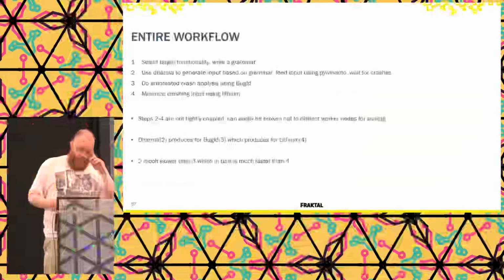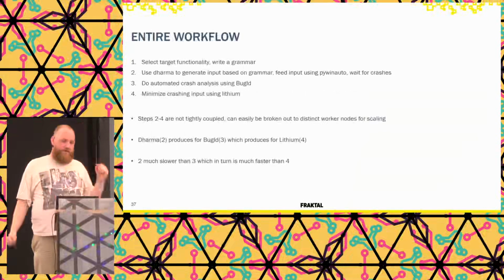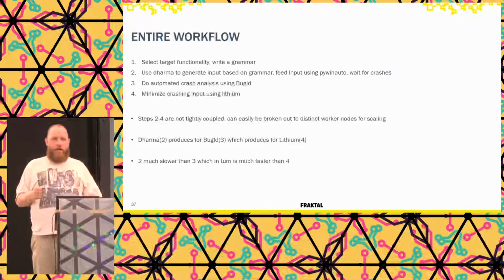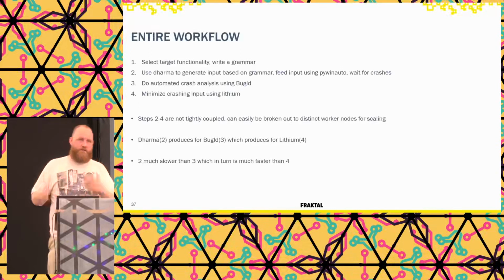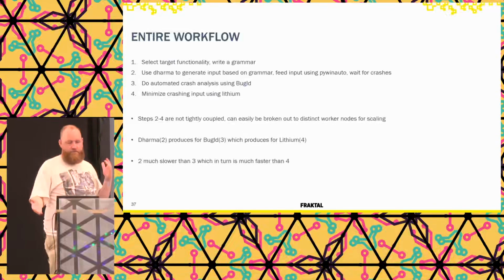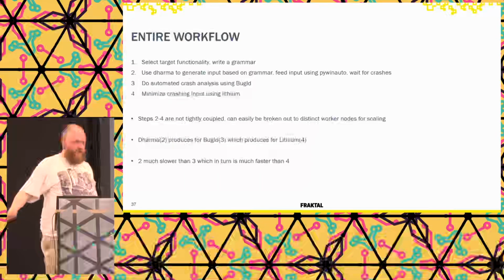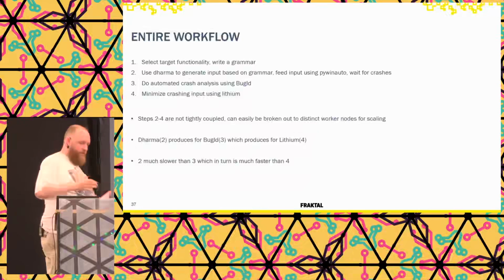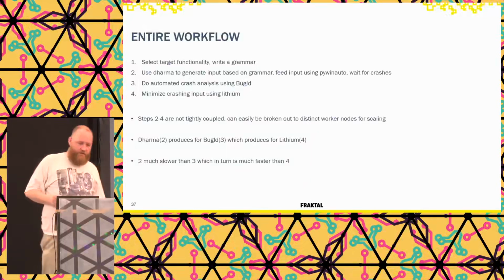So the entire workflow in this is actually that you find some target functionality and you write your grammar, and you can make a half-baked grammar initially, and then you can just keep updating it while the fuzzer is running. That's not a problem at all. And then you use Dharma to generate your input based on this grammar, feed it using Python also, and just wait for the crashes to start raining. Automated crash analysis with BugId, so that's handled for us. Minimizing the crashing input using Lithium, then that's handled for us.